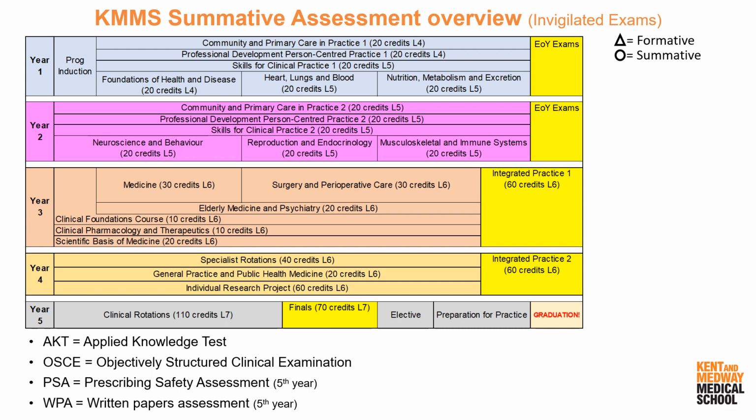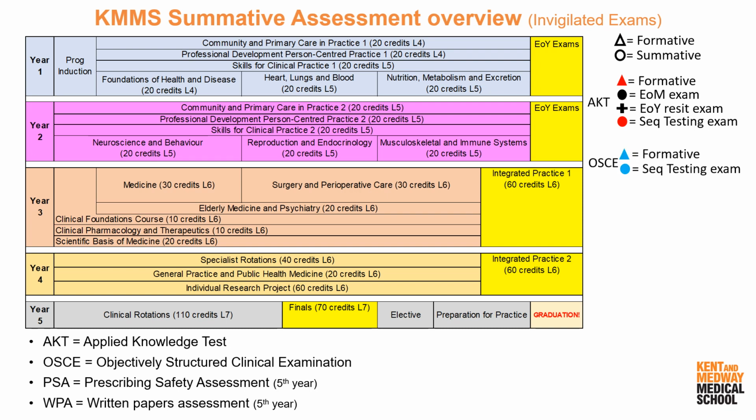As I mentioned in the previous presentation, a triangle is formative and a circle is summative indications. For the AKT, we've got formative exams, we've got end of module exams and end of year reset exams, as you indicated by those symbols. And then we also have sequential testing exams for AKT in years 3 and 4, which I'll explain in a moment. For OSCEs, we've got a formative OSCE processes in some years and also a sequential testing OSCE in all academic years.